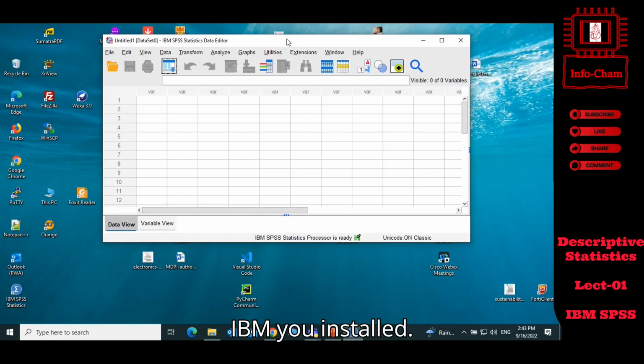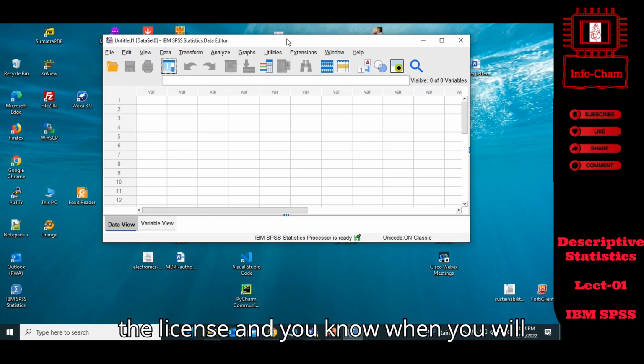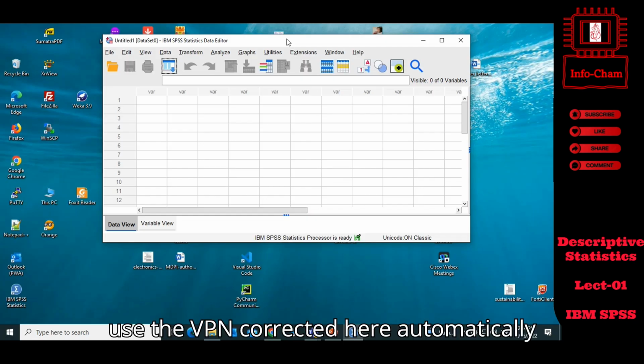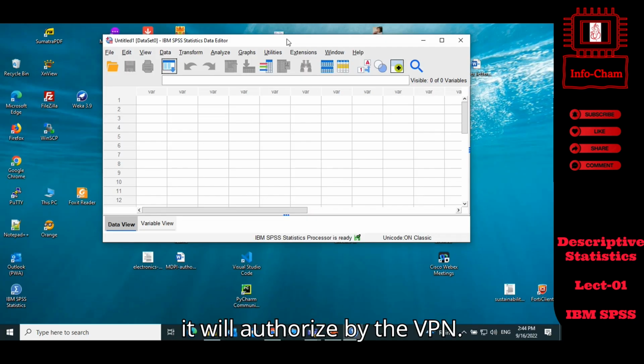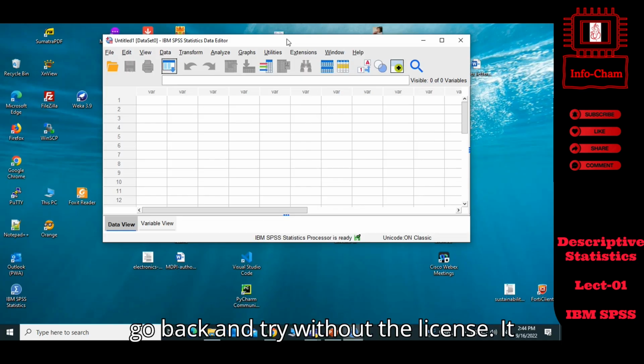IBM, you installed? Oh, nice, great. Please go, yes, no problem. Please go next, next, next. If you have your license, you can put it here. But now you will install without the license, and when you connect the VPN, it will automatically be authorized by the VPN. Yes, next, next. Maybe you can go back and try without the license. It is only for if you purchased.